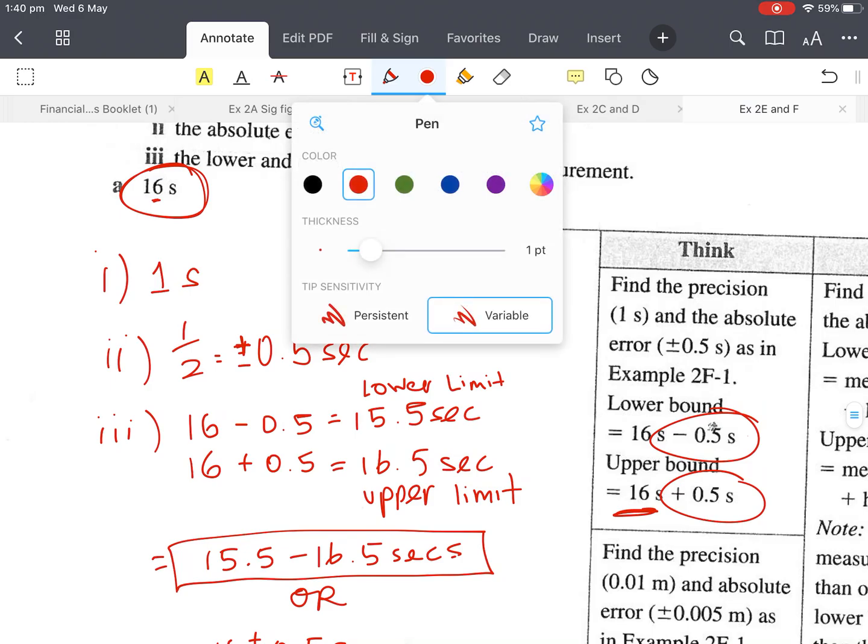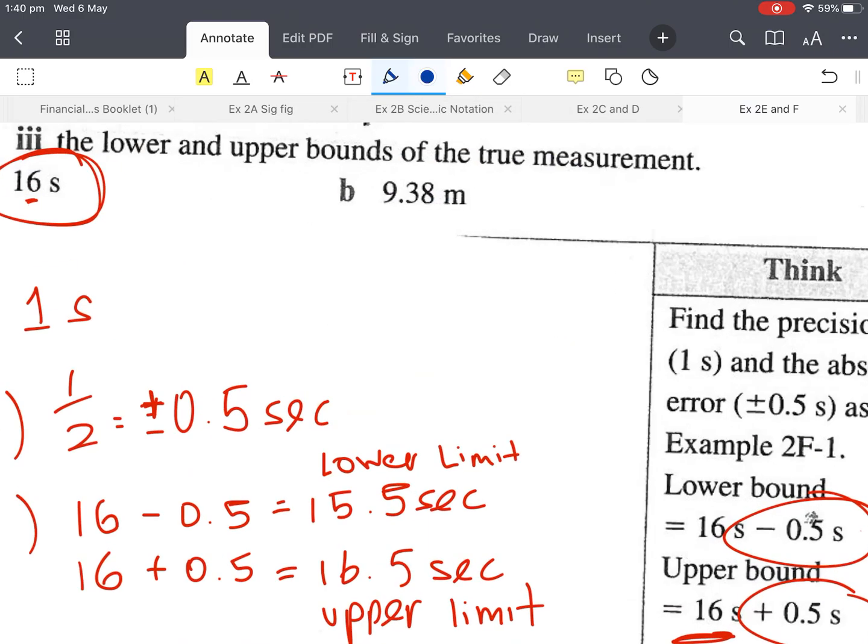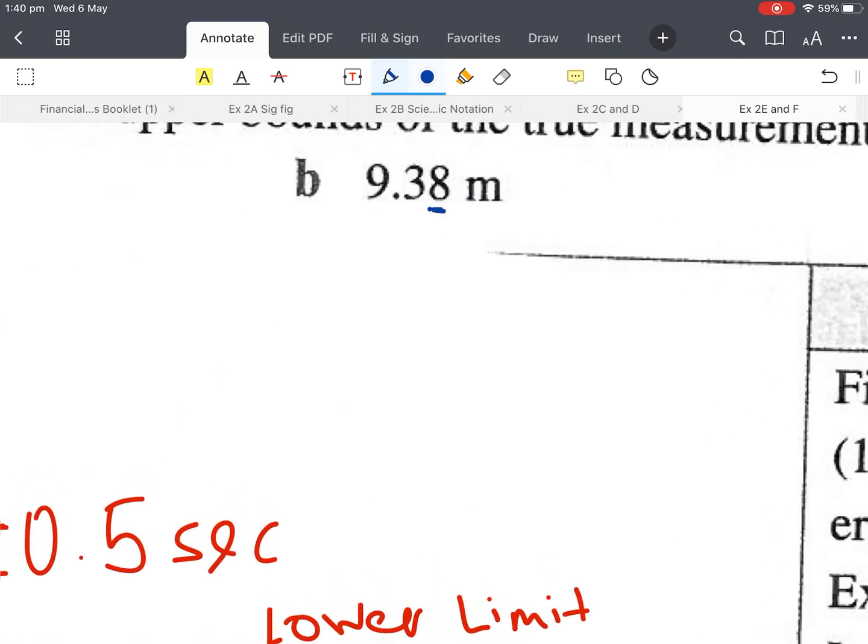And B, I'll do it in a different colour so you can see it. So B is to the nearest second decimal place, so that's the hundredths position. So my smallest unit of measurement, therefore, is, I put a 1 in the hundredths position.